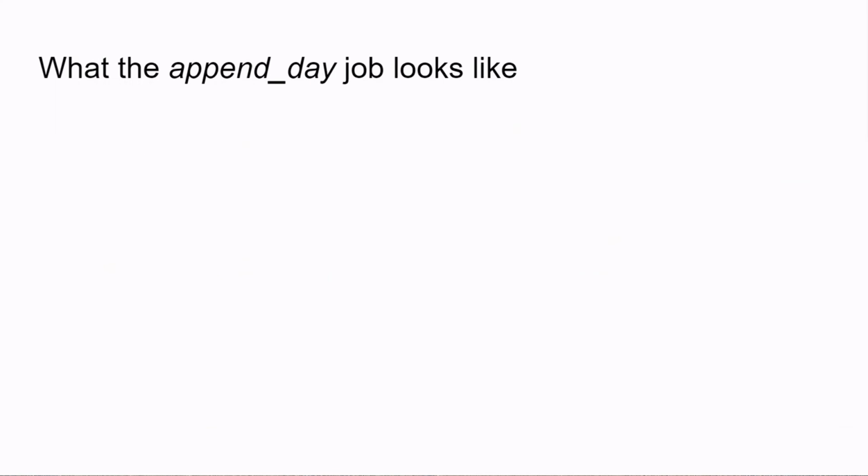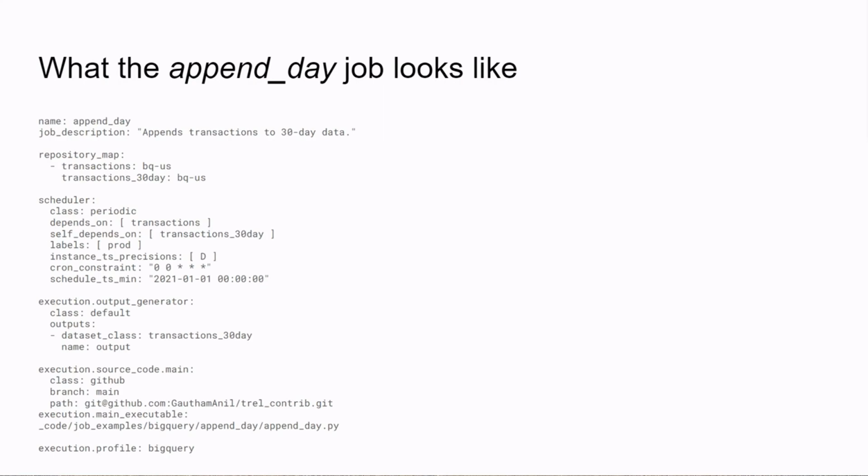So before we get to the demo, let's take a look at what the append job actually looks like. It consists of two parts, the registration file and the code. So in the registration file, we start with the name as well as a job description. Then we have the repository map. This is used to specify the repository for the inputs. So here, they are both from BQ.